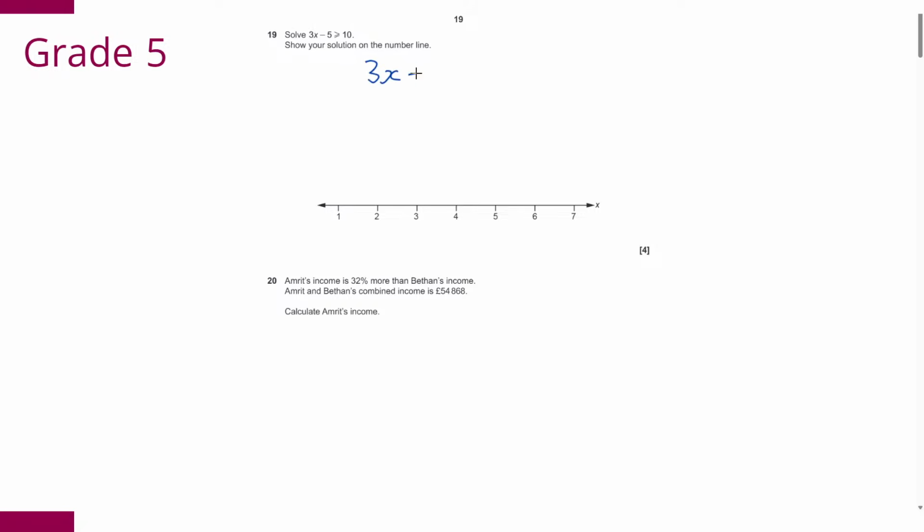So 3x minus 5 is greater than or equal to 10. Solve it first, so plus 5 both sides. And then divide by 3 both sides. And a filled in dot means it can be equal to. So it's x is greater than or equal to 5, and then an arrow shows it's going to be greater than or equal to 5.